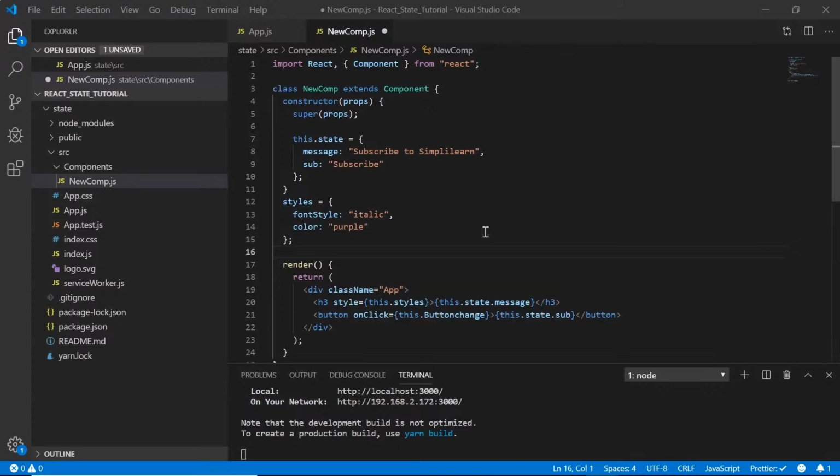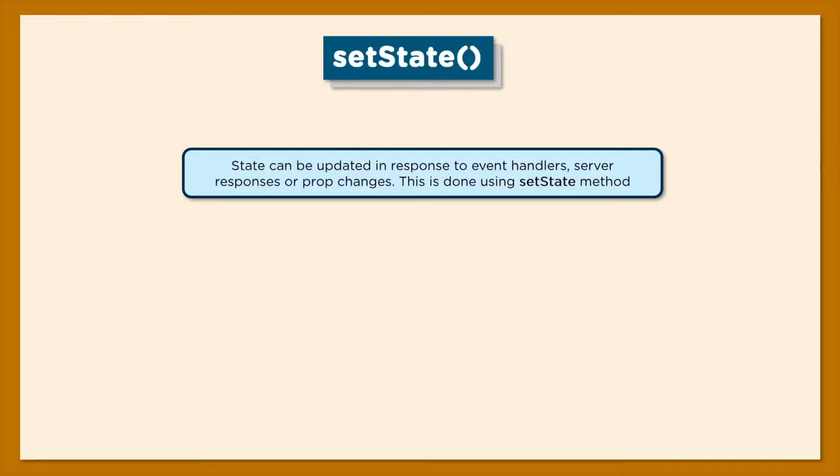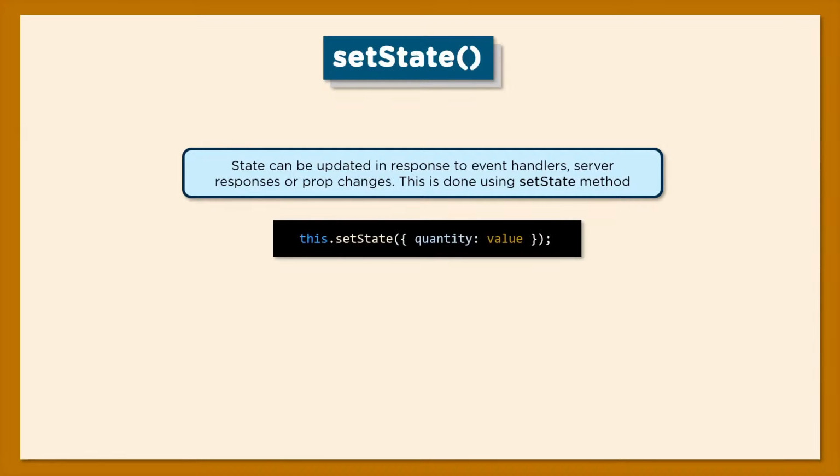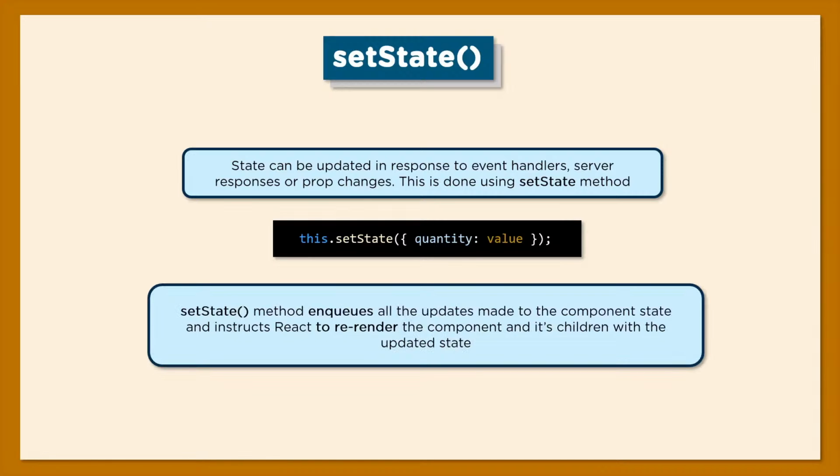To do that, we make use of a setState method. Now a state can be updated in response to event handlers, server responses or prop changes. Now all the updation can be done using the setState method. Now this is the general syntax used by the method. We'll however look at this further in the demo. Now the setState method conventionally enqueues all the updates made to the component state and instructs React to re-render the component and its children with the updated state.